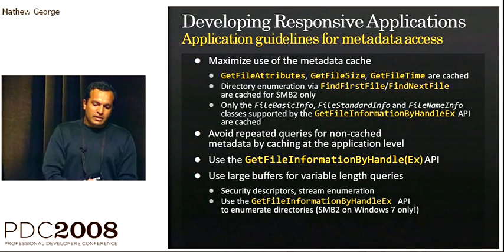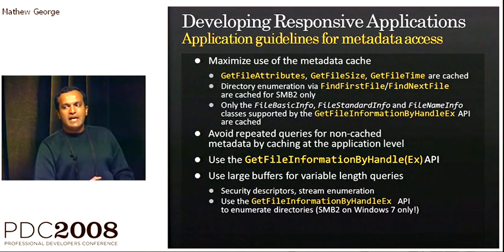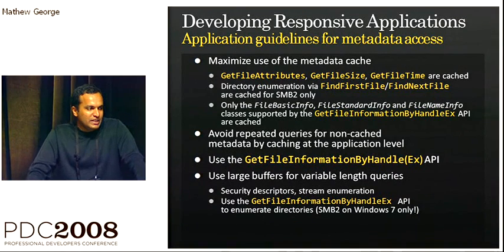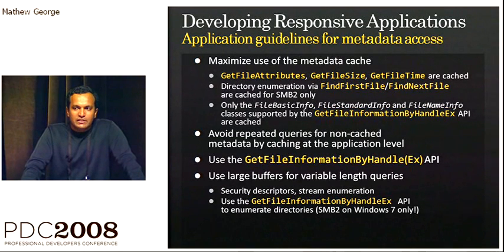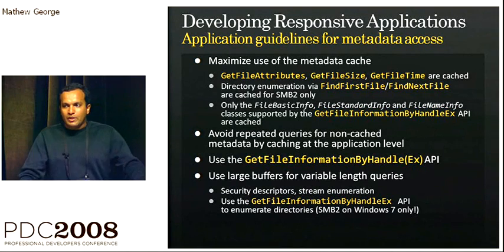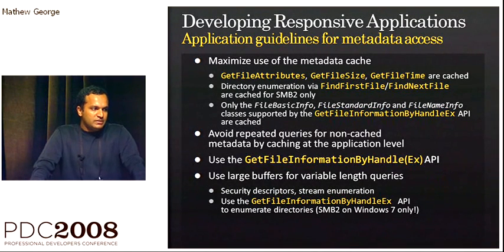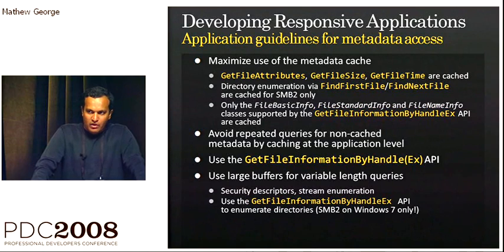Now, key thing to remember, there are a lot of metadata related APIs in Win32. And to make sure we maximize the use of the metadata cache, we need to adhere to some of these guidelines. So GetFileAttributes, GetFileSize, GetFileTime, they are all cached on all platforms. So these are good to use. Now, directory enumeration via FindFirstFile and FindNextFile, these are the 2 APIs which you typically use for directory enumeration. SMB2 caches them by default, so these are good.